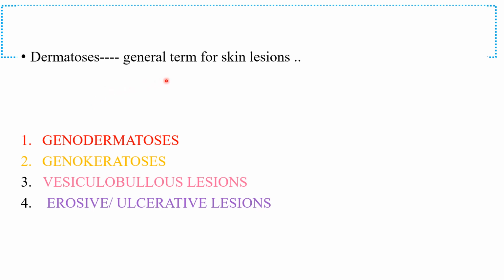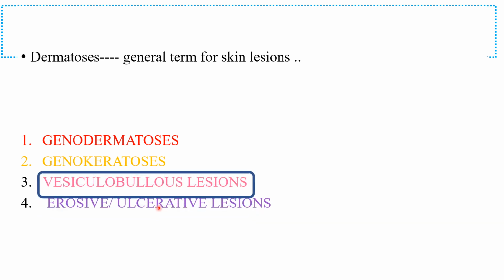Dermatosis is the general term used for skin lesions. These dermatoses are categorized into four groups. A group of lesions which has hereditary or genetic onset are grouped under genodermatoses, and a few genodermatoses have alterations in the keratinization process, so they are grouped under genokeratosis. Then we have vesiculobullous lesions and erosive or ulcerative lesions. So today we are discussing the vesiculobullous lesions.